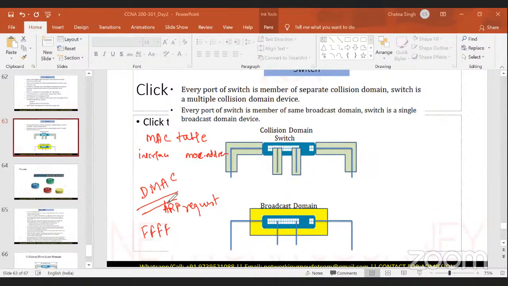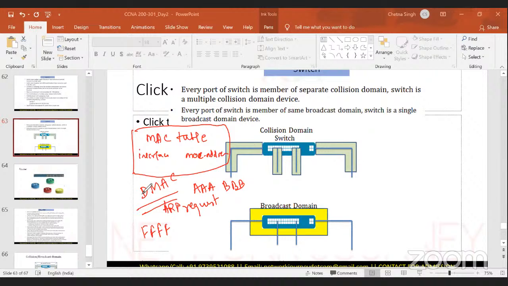So if a specific MAC address has arrived and its entry is not there in the table, to which port should I forward this destination MAC address? Let's say AAA has come, AAA wants to speak to BBB. Then it will broadcast to all the computers. It will create multiple copies and give them to all the ports.